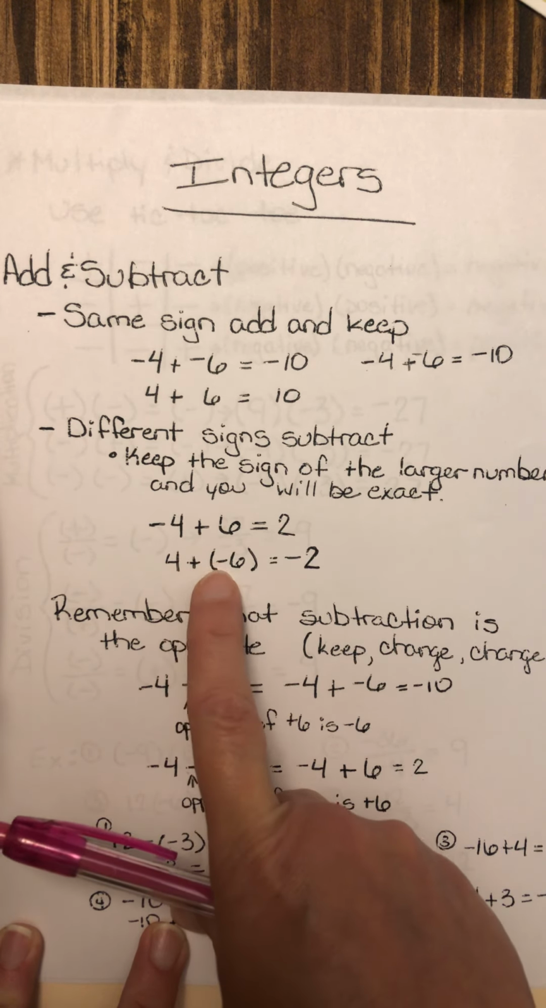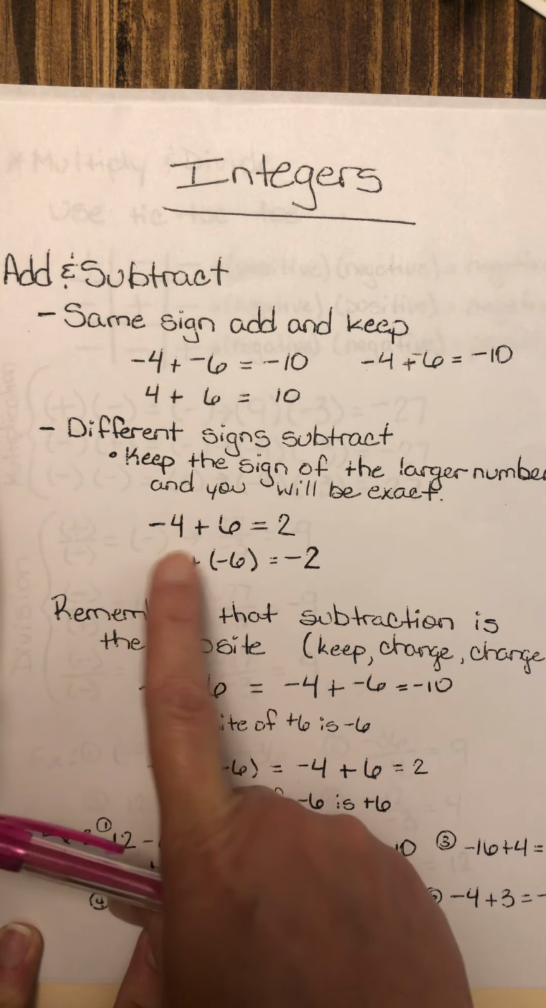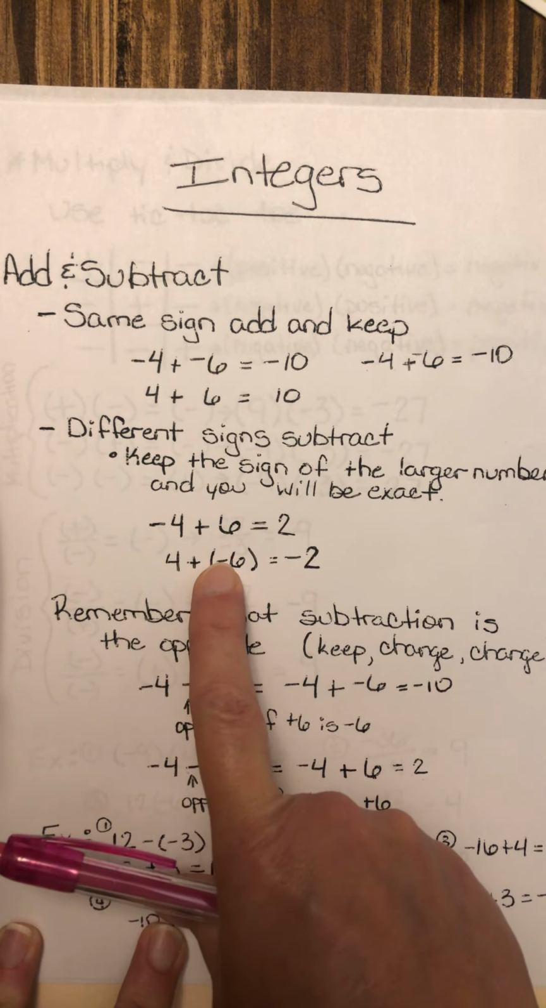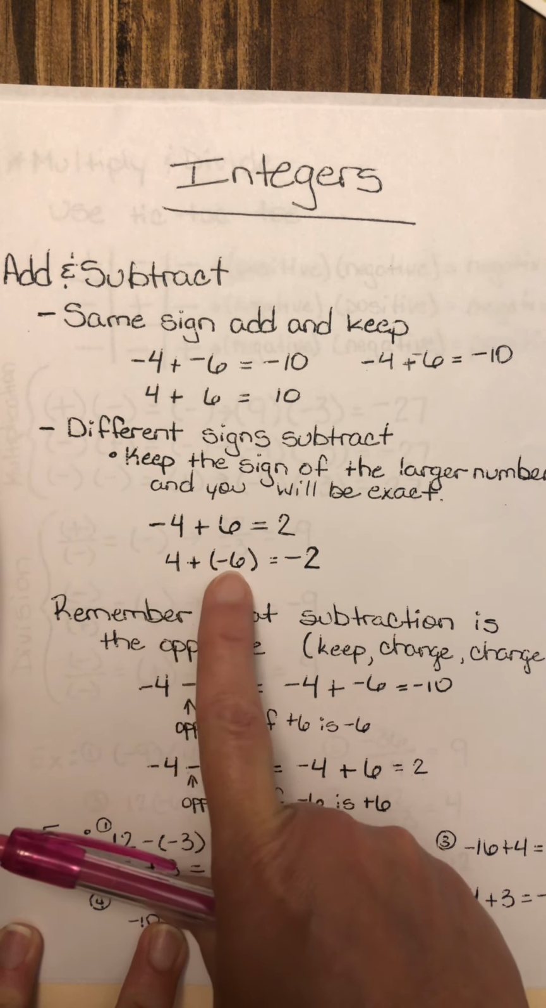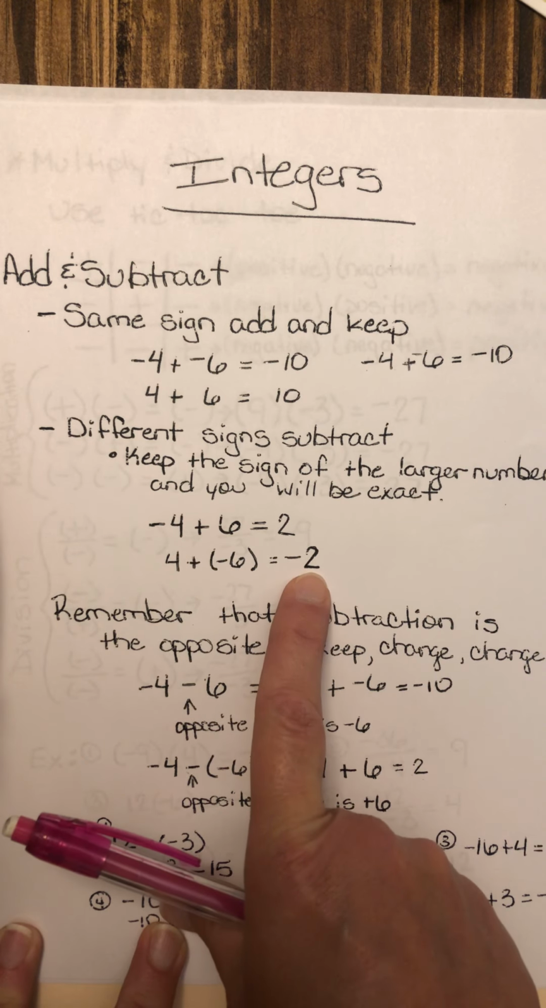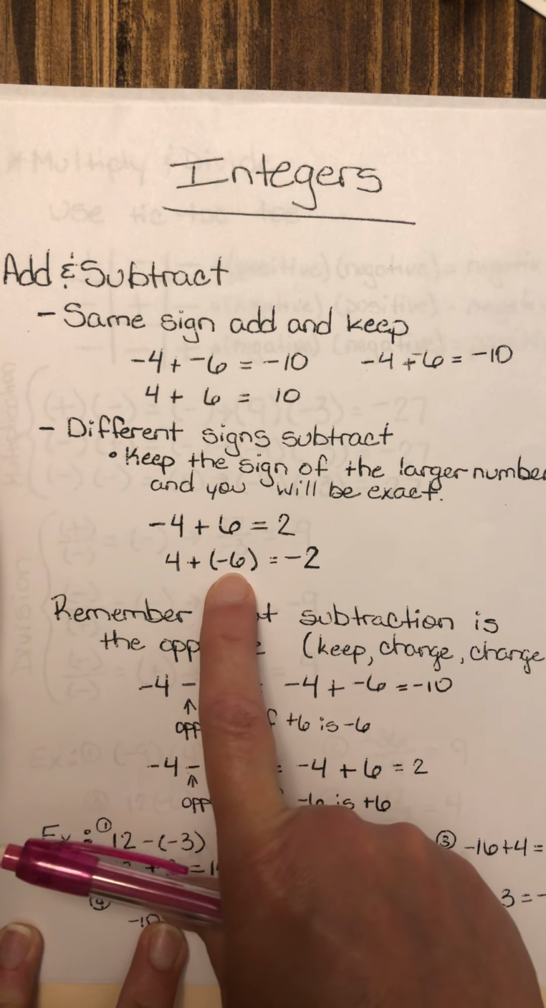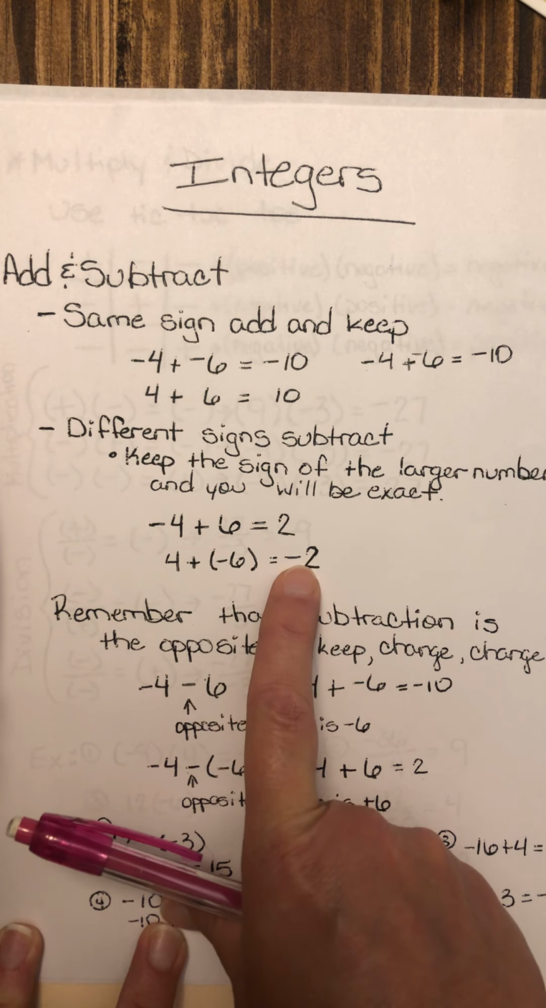I have 4 plus -6. Again, different signs. I have a positive and a negative. So I subtract. 6 minus 4 is 2. Keep the sign of the larger number. 6 is larger than 4, so my answer is -2.